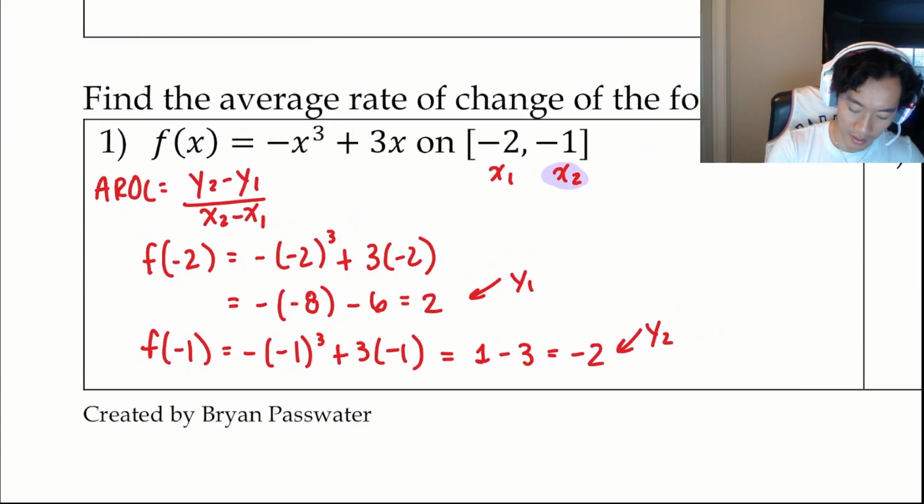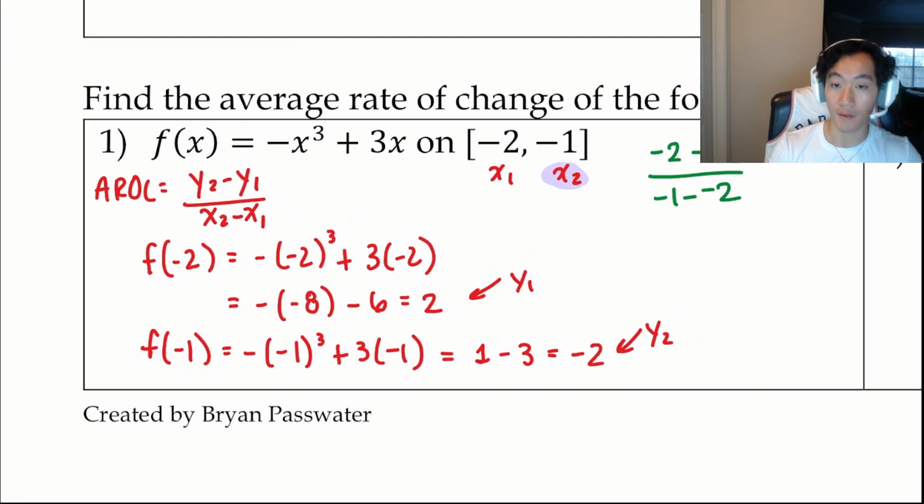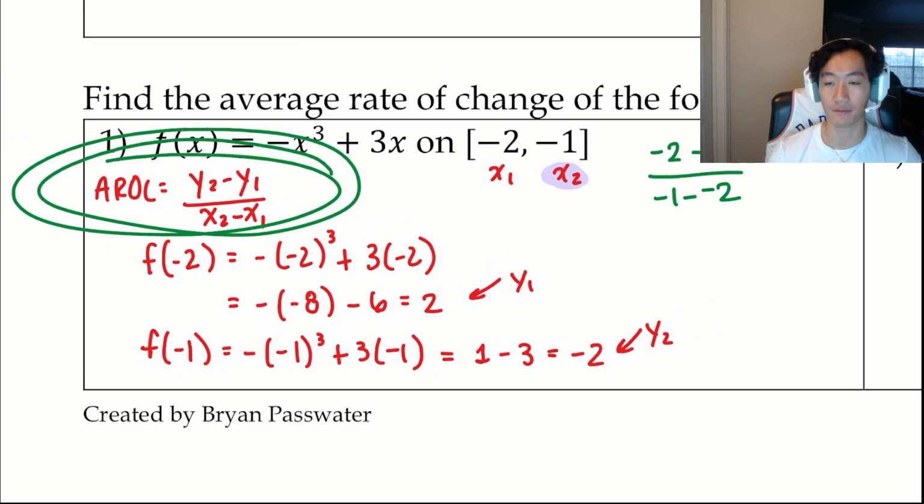Let's say green. So I should have negative 2 minus 2 all over a negative 1 minus a negative 2, right? All I did in this step right here is just take each respective x sub 1, x sub 2, y sub 1, y sub 2, and just plug it into this formula right here. That's all I did, right?